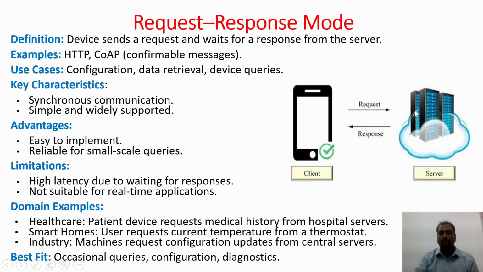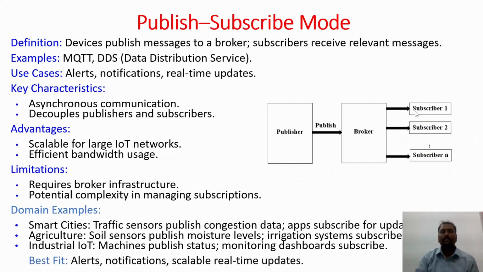In case of domain examples, it can be used for a patient device requesting medical history from hospital servers. It can be used in smart homes where the user requests the current temperature from a particular thermostat or a thermal sensor. In industry, the machines may request configuration updates from a central server. For all these use cases we can go for a request response model. It is best suited for applications where occasional queries are required, configuration needs to be established between devices, or in diagnostic modes.